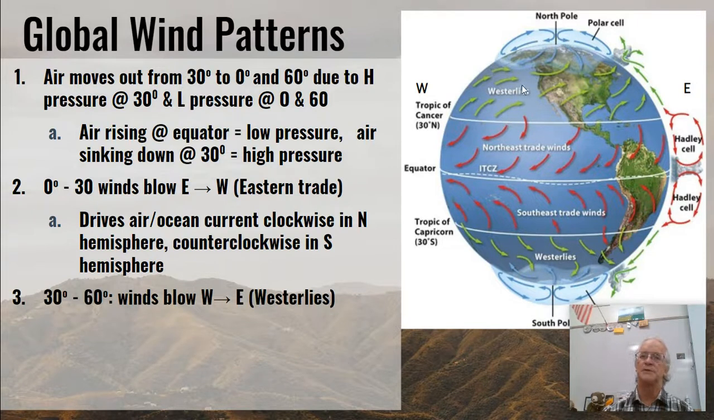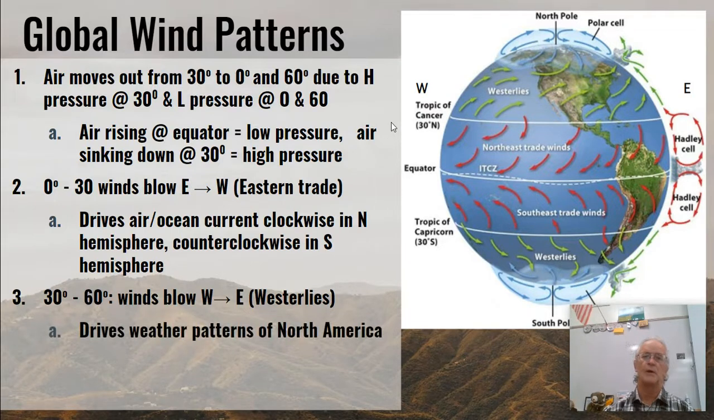From 30 to 60, air winds go from the west to the east because it's going faster here than what it is at 60 degrees. It drives the weather patterns in North America.